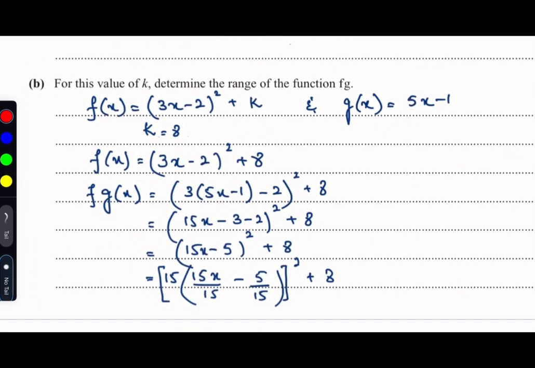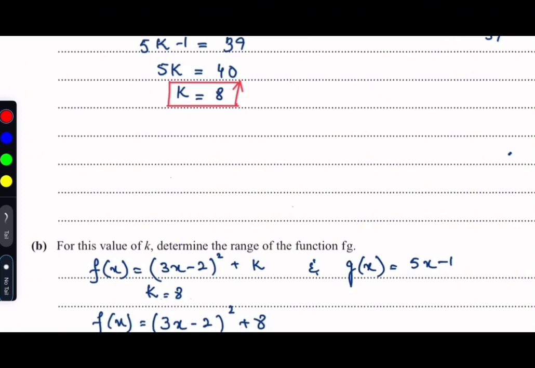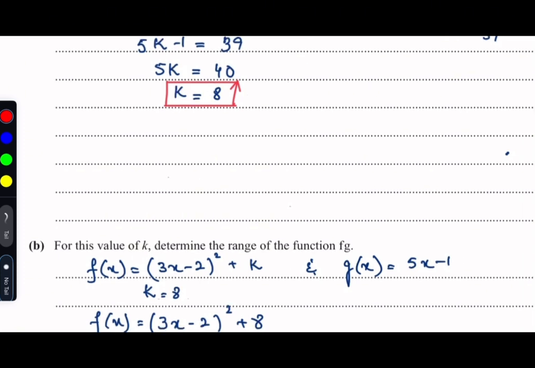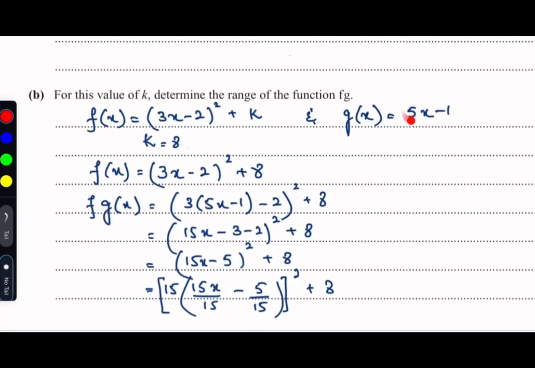For part B, for this value of k, now I have the value of k, which was 8 here. Determine the range of the function fg. Now the composite function is switched to fg. It's a 2-mark question. So for this value of k, my f of x can be written as (3x minus 2) the whole square plus 8. g of x was 5x minus 1. f of g, I can plug in g in place of x: (3(5x minus 1) minus 2) the whole square plus 8. Solving it, it's (15x minus 3 minus 2) the whole square plus 8, which is (15x minus 5) the whole square plus 8.